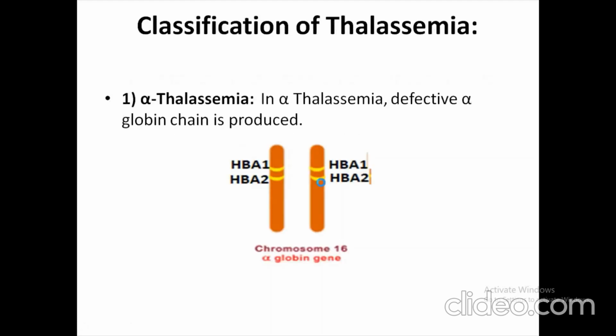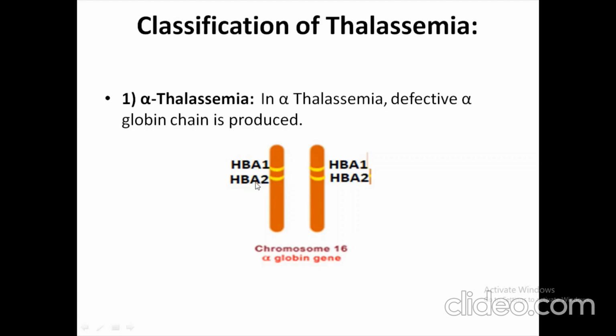There are two types of thalassemia, alpha thalassemia and beta thalassemia, based on which hemoglobin chain is defective. Now first we shall discuss alpha thalassemia. The normal alpha hemoglobin chain is coded by two pairs of genes, HbA1 and HbA2, which are located on chromosome number 16. Now these two are HbA1 genes, one pair.